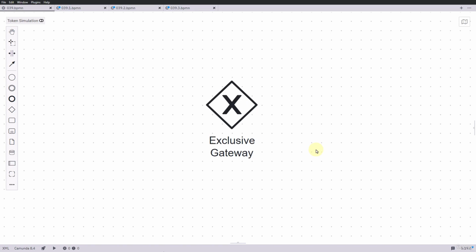That's it for the exclusive gateway, one of the simplest but basic tools in our BPMN toolbox. And now, on to the next gateway.